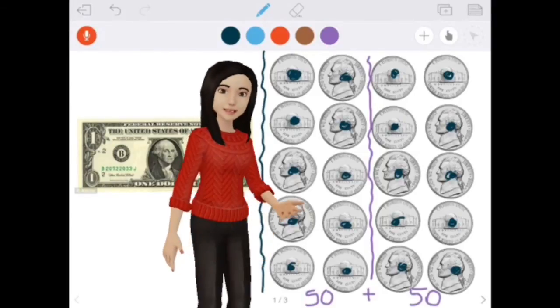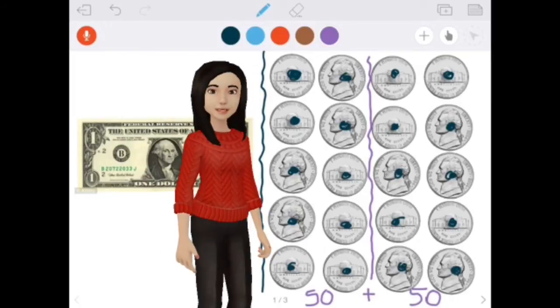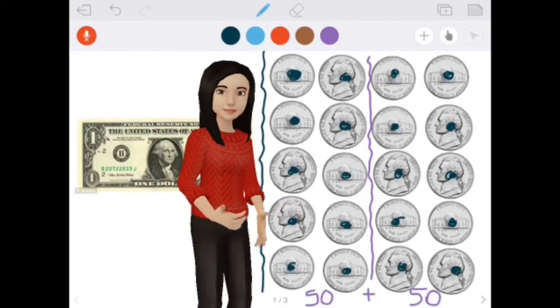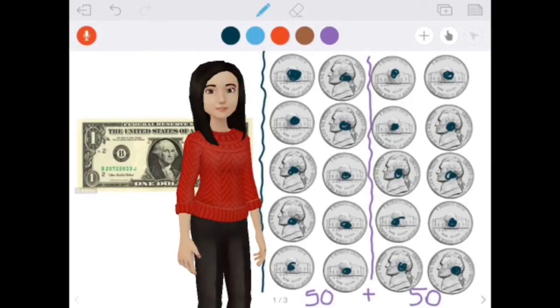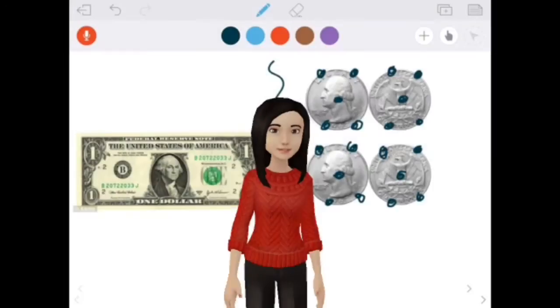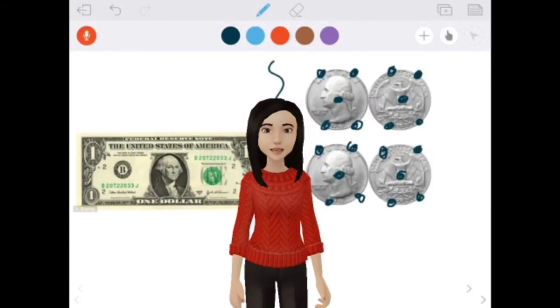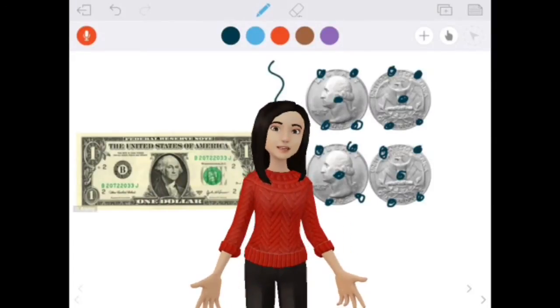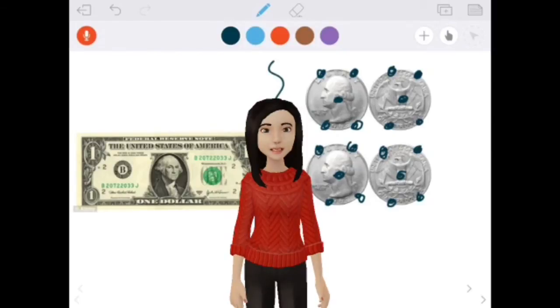How many nickels are the same as $1? 20 nickels. How many quarters equals $1 or 100 cents?